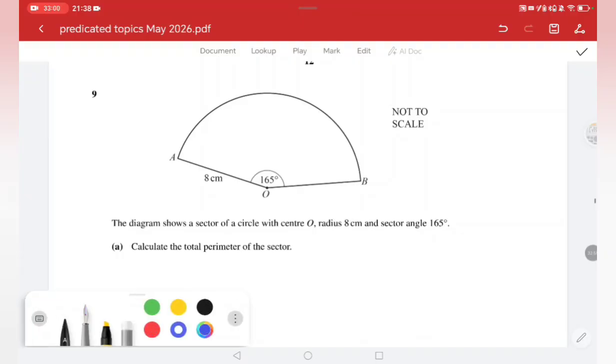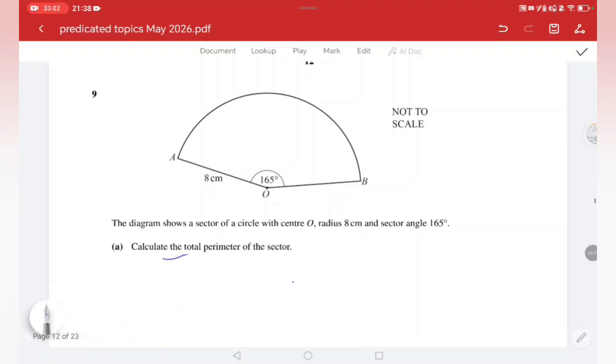So next question, we have here to calculate the total perimeter of the sector. As you see, the sector has two sides here, or what we call radius here and radius there. Usually with perimeter, students forget to add these. When they see perimeter, they think it's only the arc length. So take care about this.